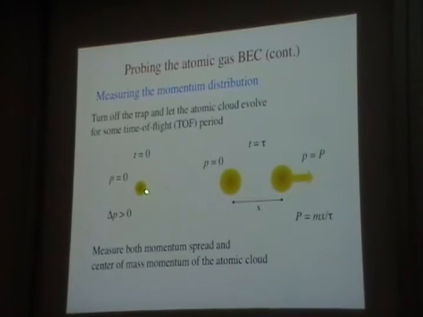Alternatively, if you do an experiment where you give the atoms a kick, or transfer momentum to them, you'll find that after some time they've moved to a new location. By measuring the distance they've moved over the time between when you applied the momentum and when you took the picture, you can figure out their linear momentum. So you can measure both the momentum spread and the center of mass momentum of the atomic cloud using this time-of-flight technique.